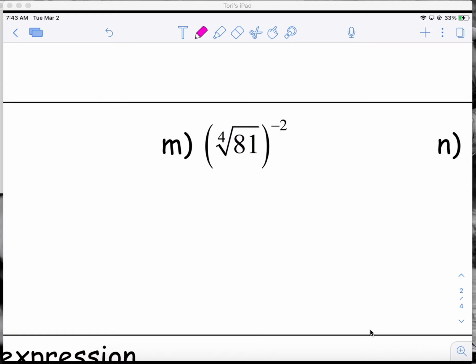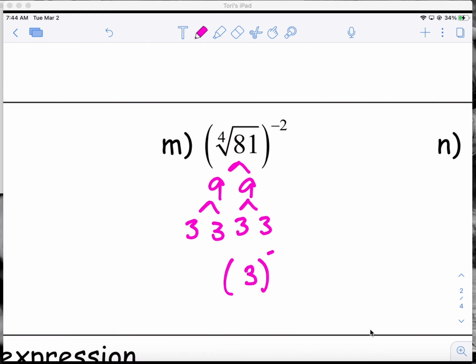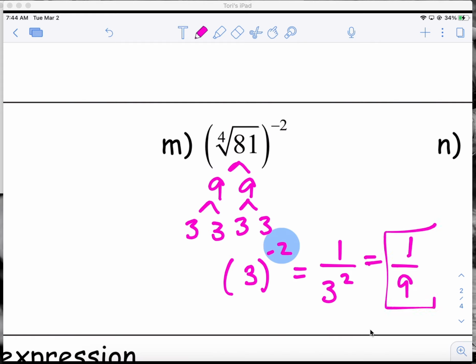First thing I notice is that I can take the 4th root of 81. If you ever forget, break 81 into 9 times 9, and then 3 times 3, 3 times 3. So the 4th root of 81 is 3. Now, negative exponents do not make the numbers negative. All it does is change your level. So this is the exact same thing as saying 1 over 3 squared, okay? And 3 squared we know is 9. So my final answer looks like this.